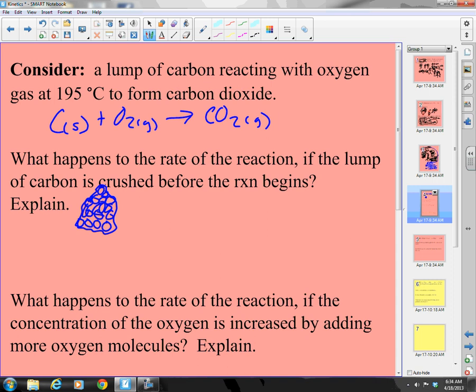What happens to the rate if the lump of carbon is crushed? So I'm going to crush this, and so that means my carbons are now kind of lined up more like this, right? That they're all lined up like that. So what happens now to my rate?